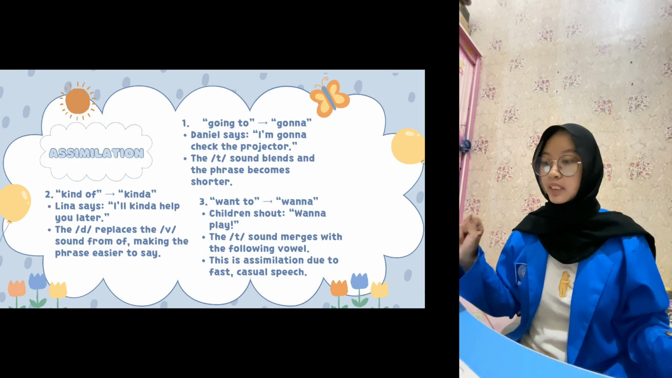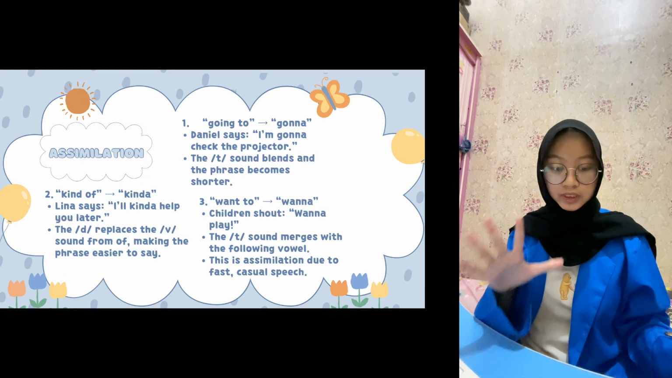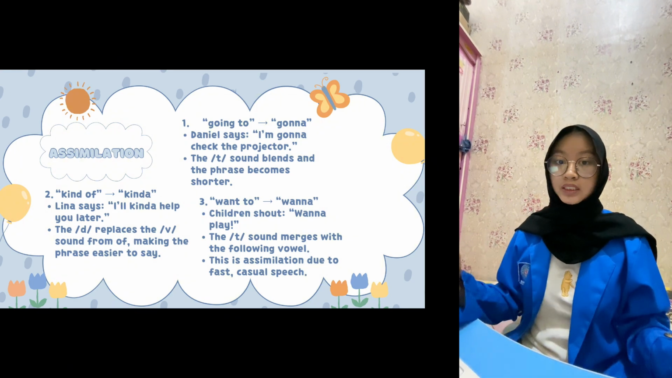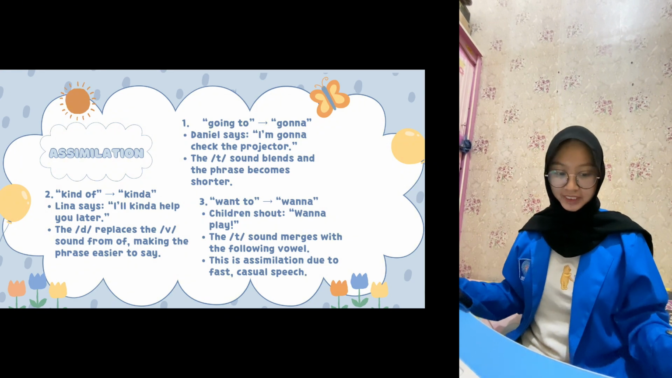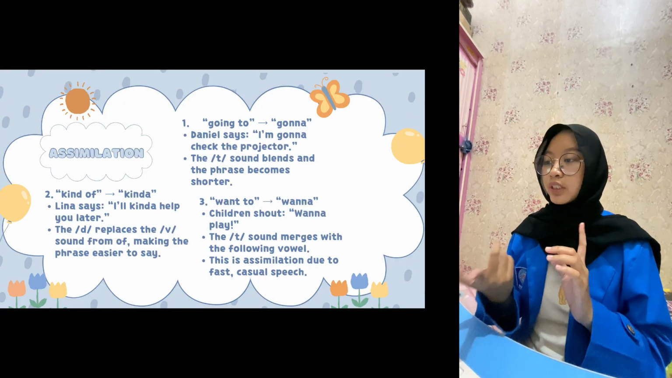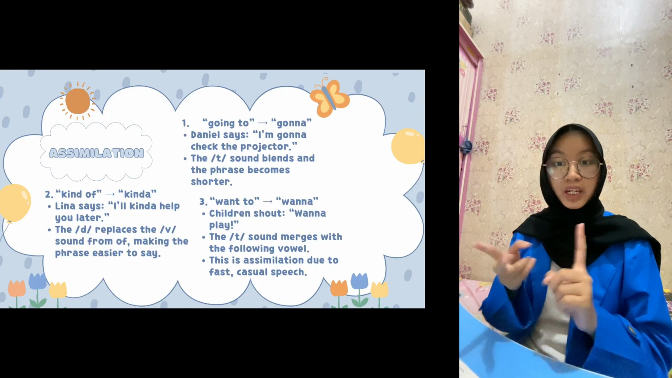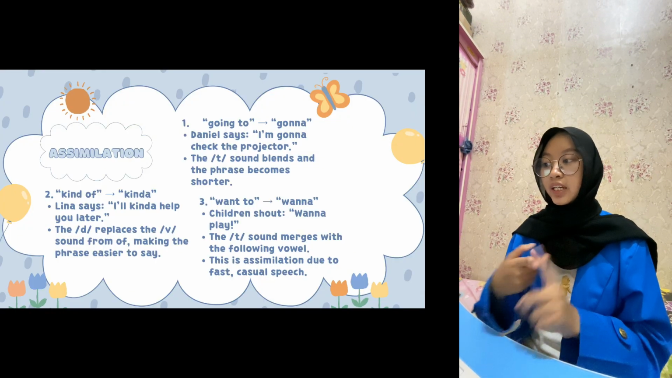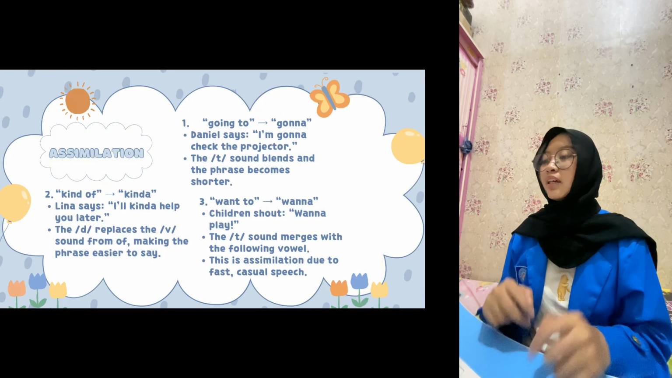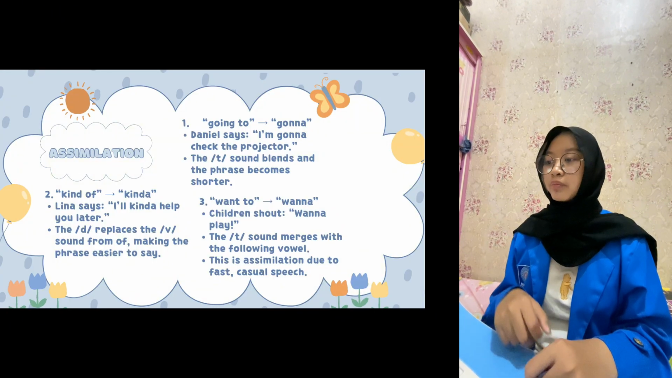So basically assimilation happens when sounds change because of fast speech. And there are examples here. The first example is going to, it becomes gonna. And then the next is kind of, it becomes kinda. And then want to becomes wanna.